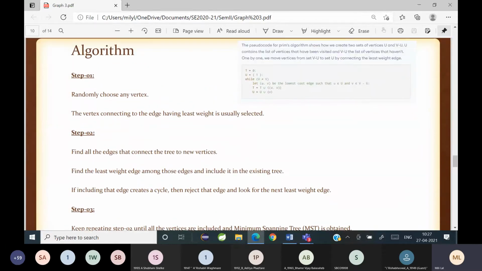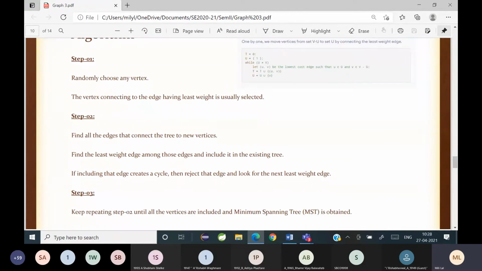The algorithm, yes. So what you're going to do in the algorithm is you're going to randomly choose any vertex. The vertex connecting to the edge having the least weight is usually selected. Sometimes you might have multiple edges and you might be forced to select a greater value if the graph results in a cycle or something like that. So mostly we'll be selecting the least weight edge among the different edges available. And if many edges have the same weight, you randomly select one.